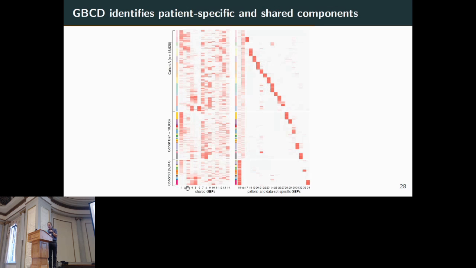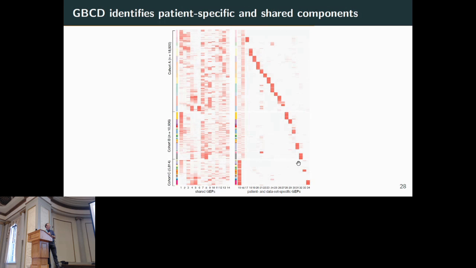So this is, again, that kind of heat map representation I showed. The rows are cells organized by the different cohorts, and then within cohorts by patient. This colored bar shows the cells that come from the same patient. This is the first patient in cohort A. This is the second, the green one. The white one's the third patient, etc. And then these are the gene expression programs or components.